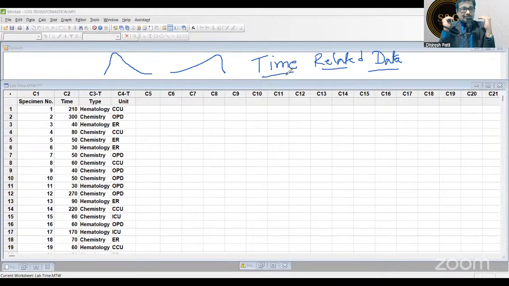Whenever you come across time related data, you might see a pattern of non-normal distribution. Now tell me in the chat, in your process or in your experience, what are the time related data you have seen? What kind of data can have a time related angle into it? Type in the chat box.